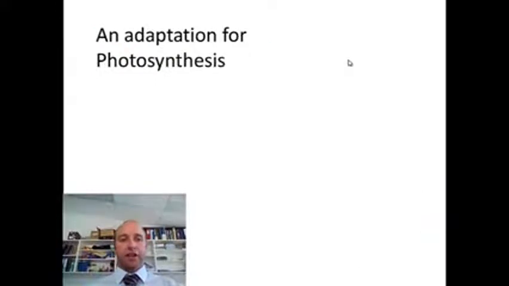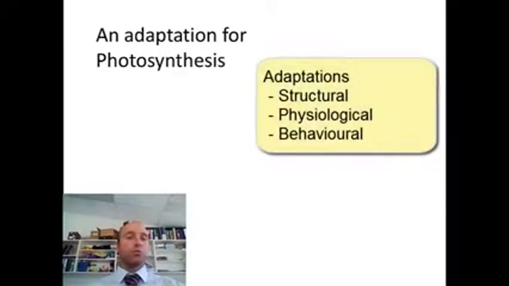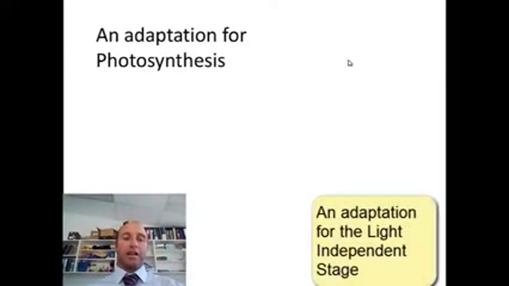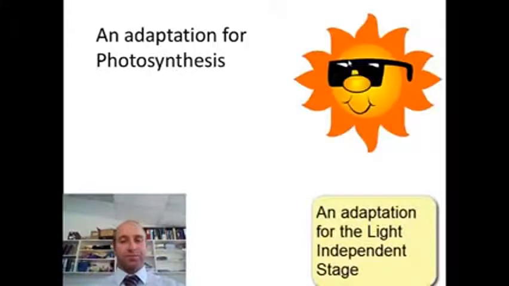Now these different reactions are adaptations for photosynthesis, and as you know from studying adaptations, they can be structural, physiological or behavioural, and they can occur in both plants and animals. The adaptation we're looking at here is a physiological adaptation in plants. That's how the reaction actually happens in the cells.